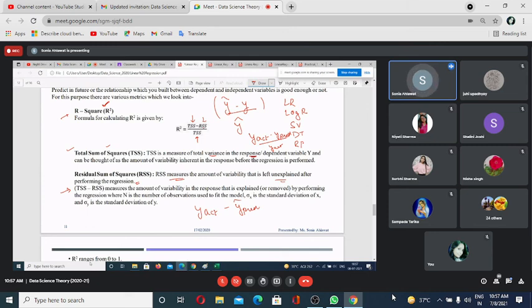We'll continue in the next class. It measures the amount of variability in the response that is explained or removed by performing the regression, where n is the number of observations used to fit the model, sigma x is the standard deviation of x, and sigma y is the standard deviation of y. So now I don't want to know about this. We can leave this for now. But what exactly is this difference showing you? Basically, Y actual minus Y prediction.